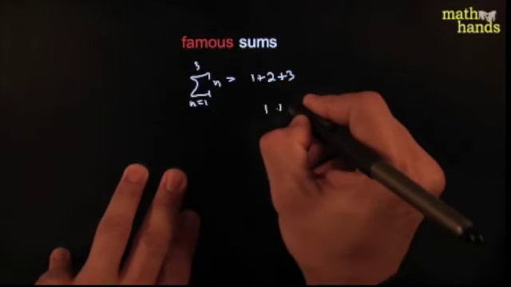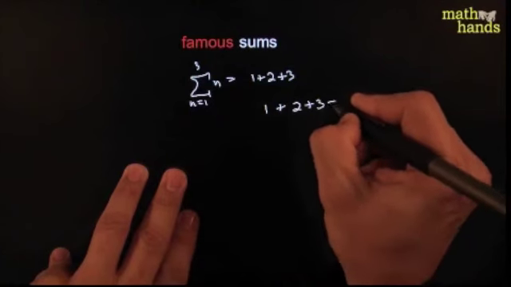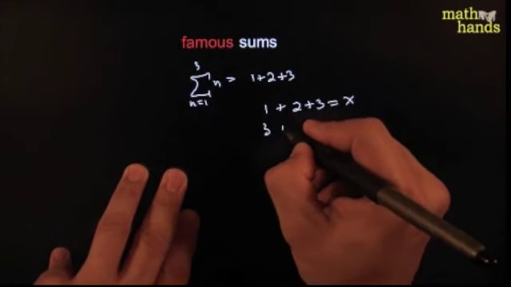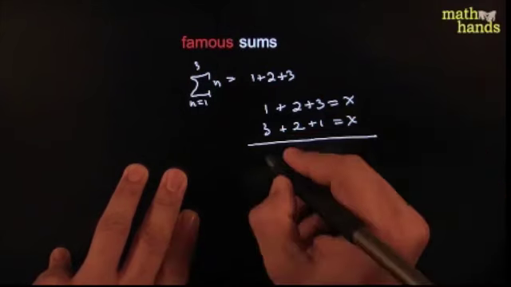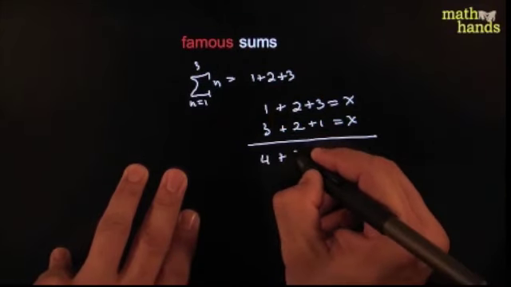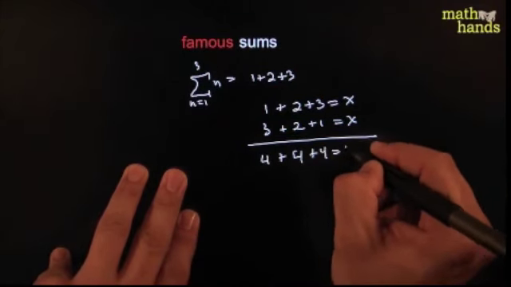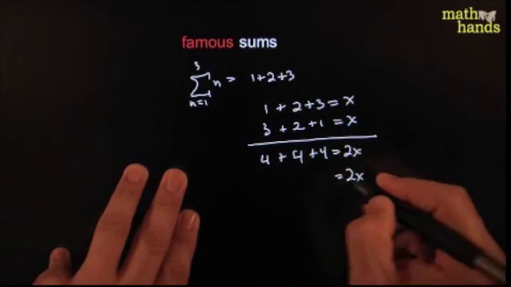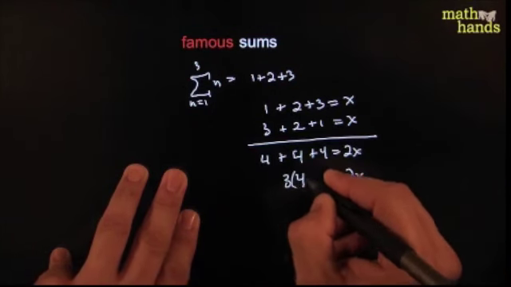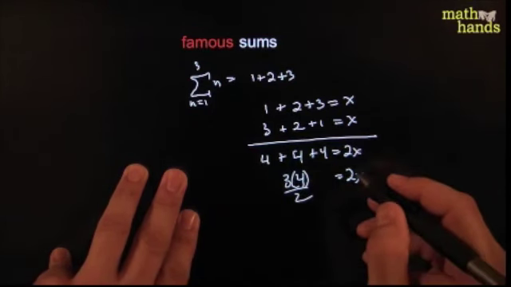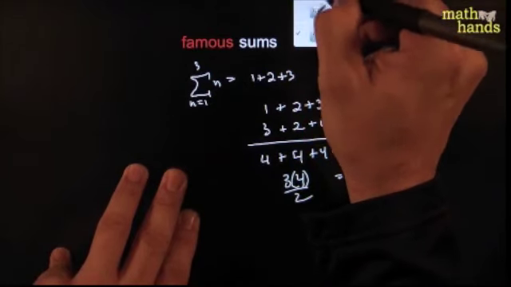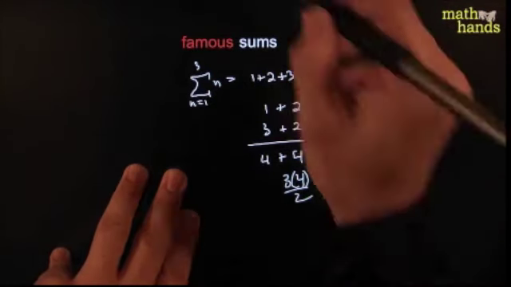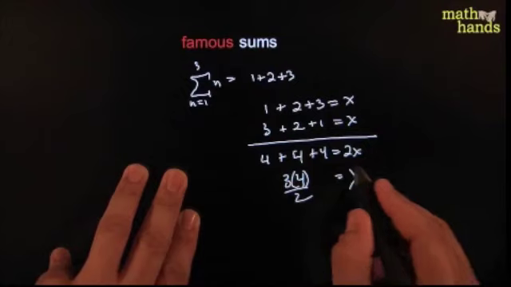So you say 1 plus 2 plus 3 would be equal to x. And 3 plus 2 plus 1, written backwards, would be equal to x as well. And you add them, you get 4 plus 4 plus 4, and that would be equal to 2x. So therefore, 2x is equal to 3 fourths divided by 2. Whoa, easy there. Of course, I meant x would be 3 fourths and then divide by 2.